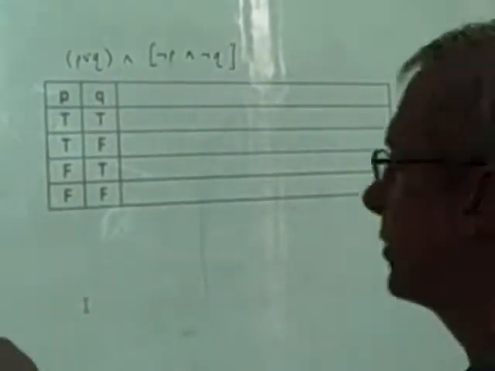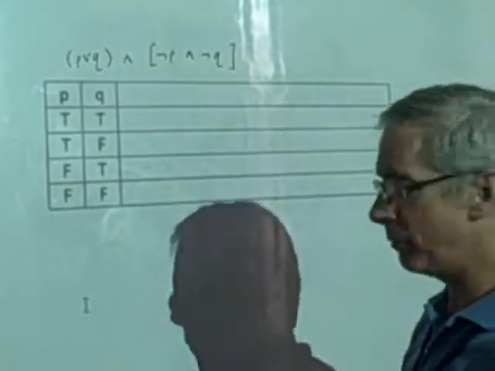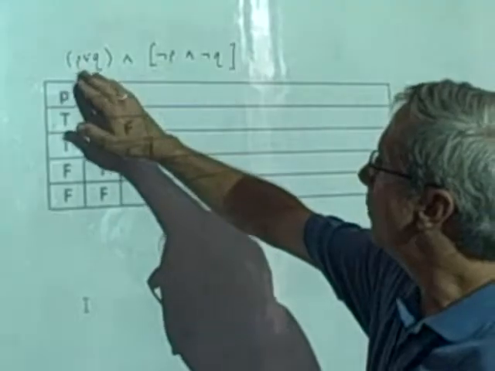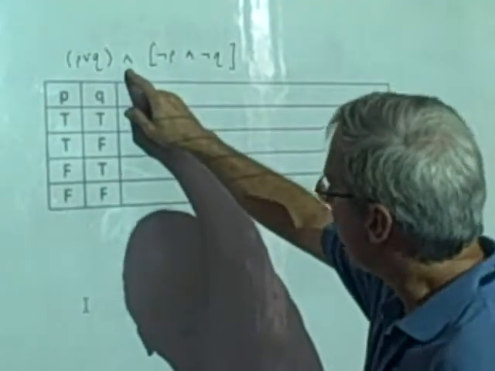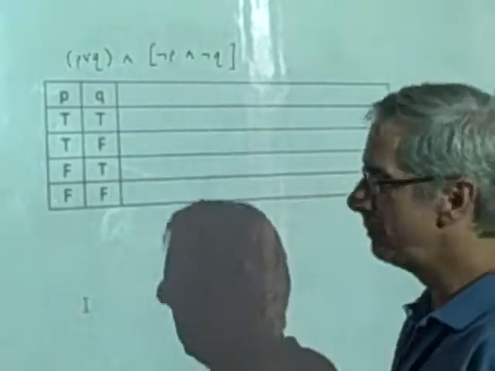Okay, we're continuing our discussion in 9.6 here. This one has another compound statement. I'm going to make a truth table for it. It's a complicated one. We have P or Q and the compound statement not P and not Q. That one we're going to build out.